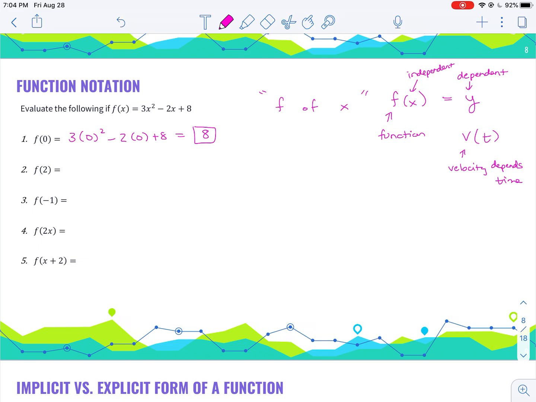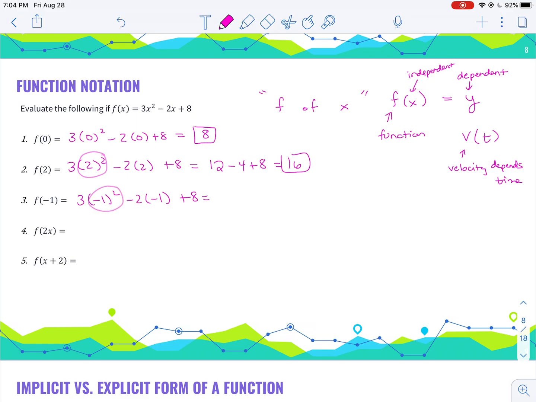F at 2 tells you to take 2 and plug it in. So it would be 3 times 2 squared minus 2 times 2 plus 8. Order of operations says do the exponents first. So 2 squared is 4. 3 times 4 is 12. So it'll be 12 minus 4 plus 8, which would be 16. F at -1 would be 3 times -1 squared minus 2 times -1 plus 8. Again, do your exponents first.